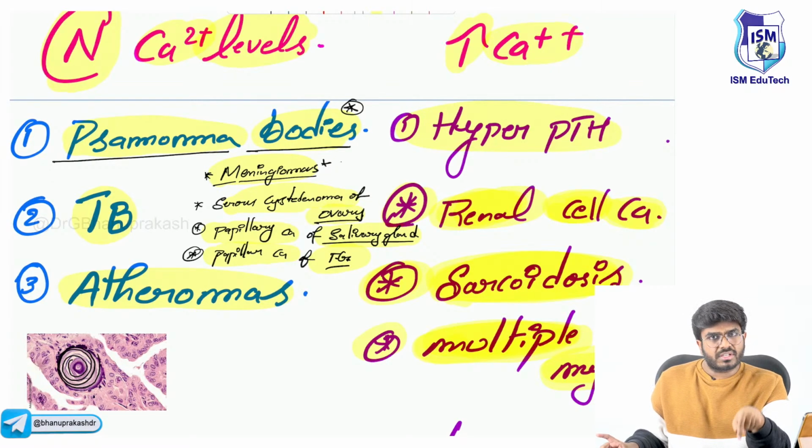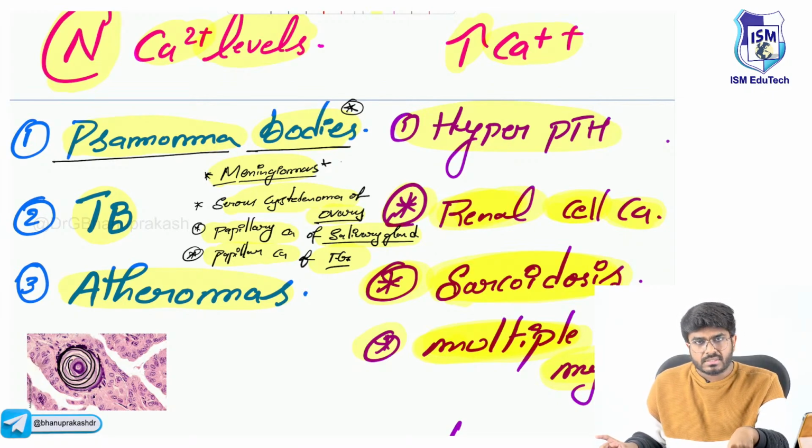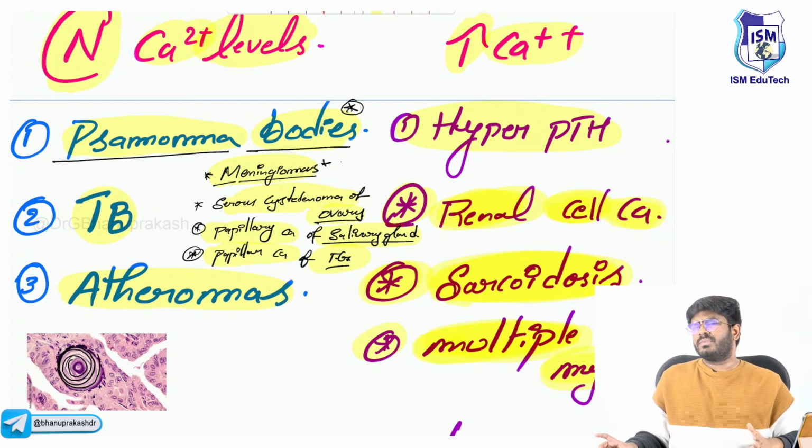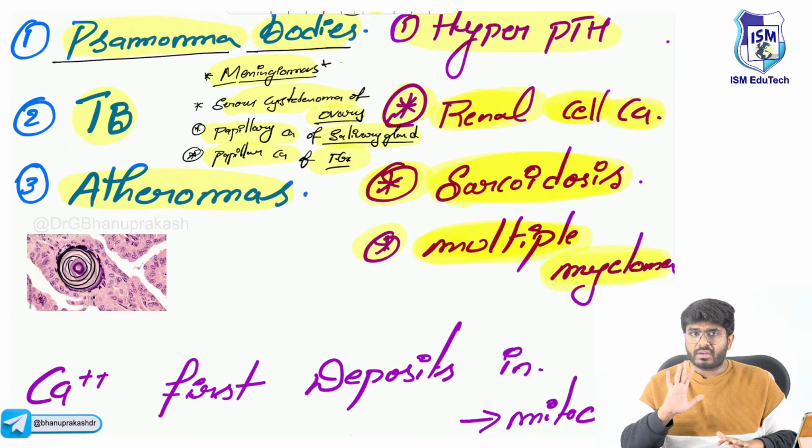So calcium is getting deposited in the tissues. In which conditions? Hyperparathyroidism, sarcoidosis, multiple myeloma, renal cell carcinoma. These are the conditions. There are other conditions too, like milk alkali syndrome, but these are what I want you to know.